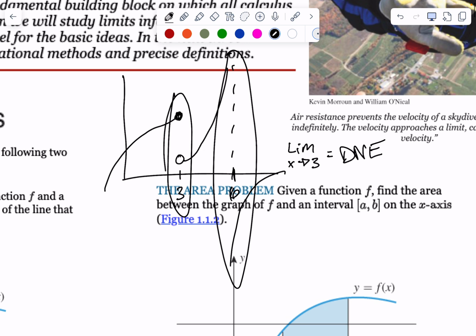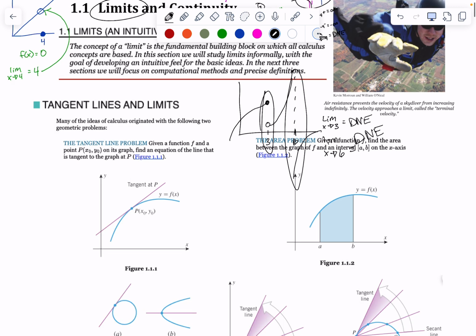At 6 right here, what's the limit at 6? No limit, because they're in disagreement on either side, right? One's going to infinity, one's going to negative infinity. So not only do you have to worry about that, but you have to worry about where you're looking, right? The limit as x approaches 6 is DNE also. You just wait. It seems like it's not applicable right now, but you have to know this stuff in order to know the next stuff, okay?